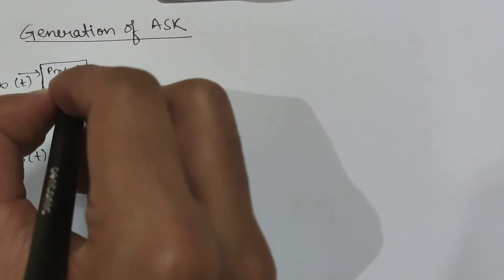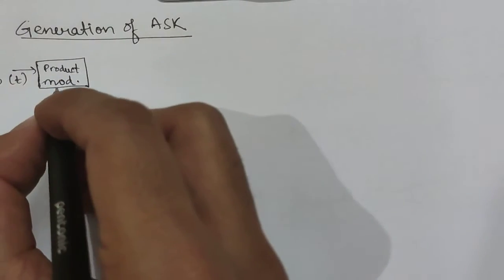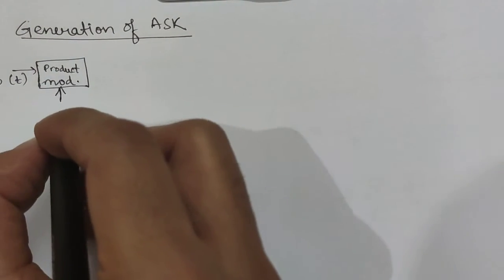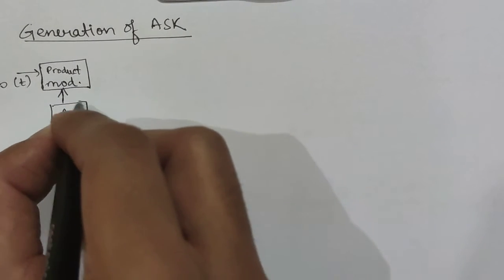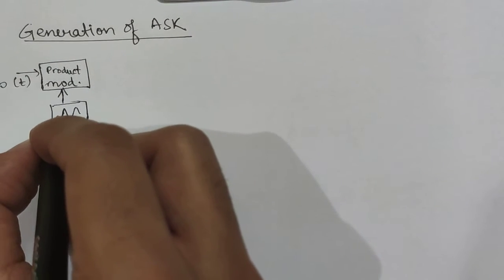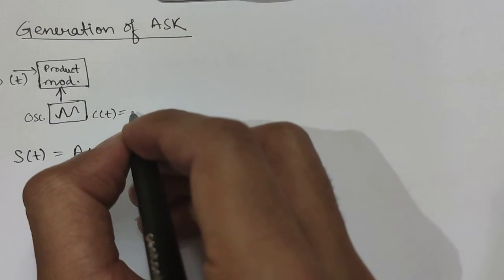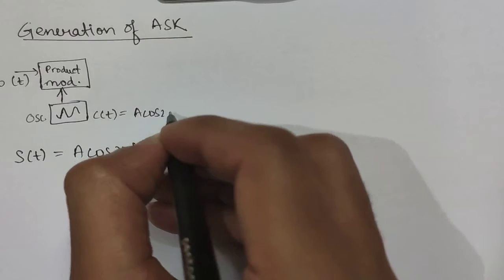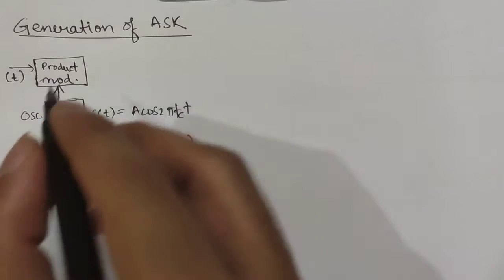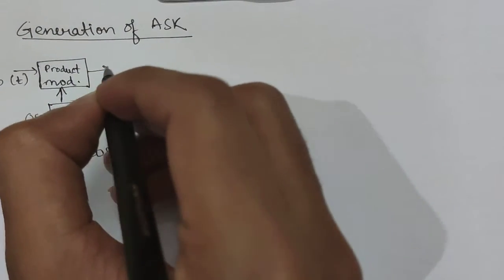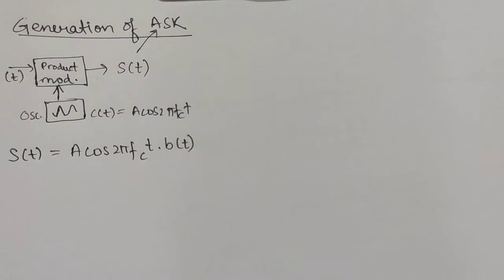So this is the product modulator, and this is our high frequency cosine wave, and it is generated by an oscillator. This is my oscillator. I am writing it as A into cos 2 pi fct. This is our carrier, and the product modulated output will be S of t, and this is our ASK signal.